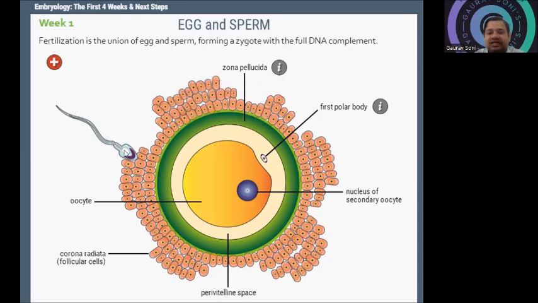Then you can see a sperm is coming, it is hitting the wall, that is corona radiata, which are follicular cells. Then a certain process is going to happen, which is the acrosomal reaction. Then there will be some opening. We'll see it right now.